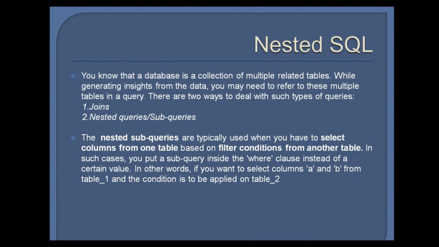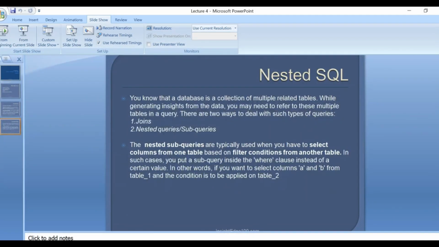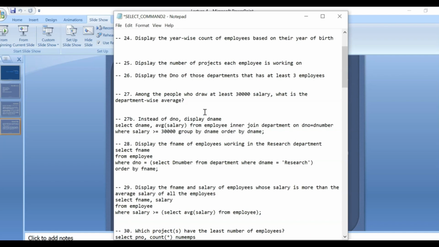So basically the nested subqueries are typically used when you have to select a column from one table based on the filter condition from another table. In such cases, you have to put a subquery inside the where clause instead of a certain value. Now here, the subquery is basically similar to the normal SQL query. We'll go through some examples. Let's take a question and we'll focus on this question.